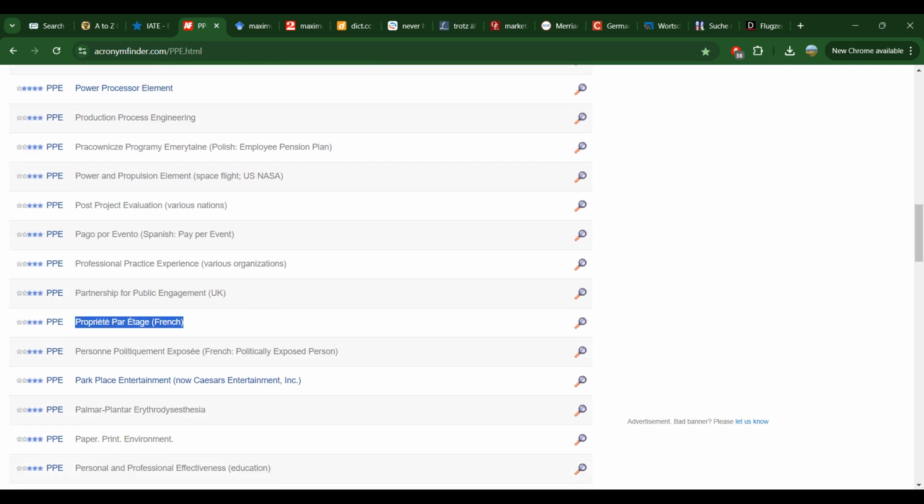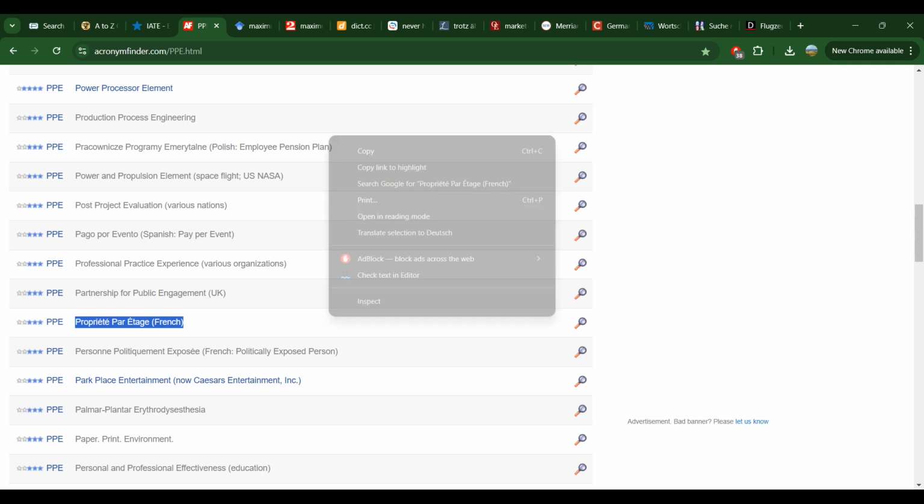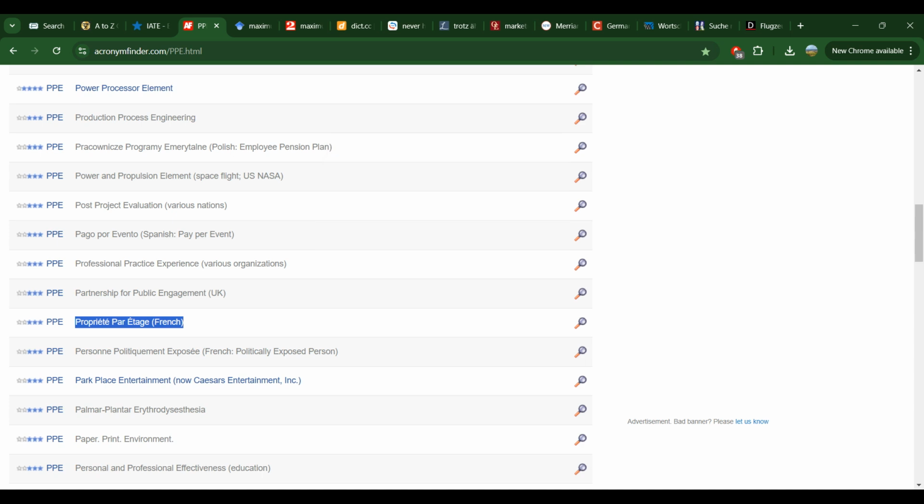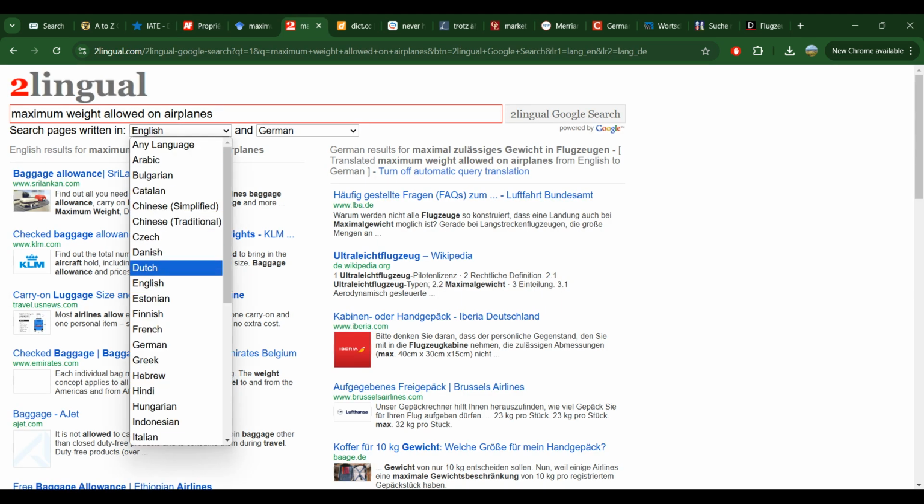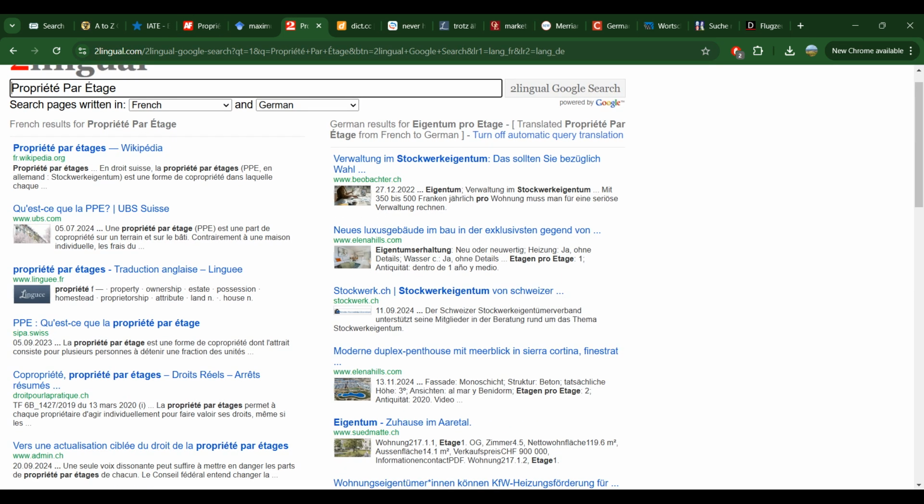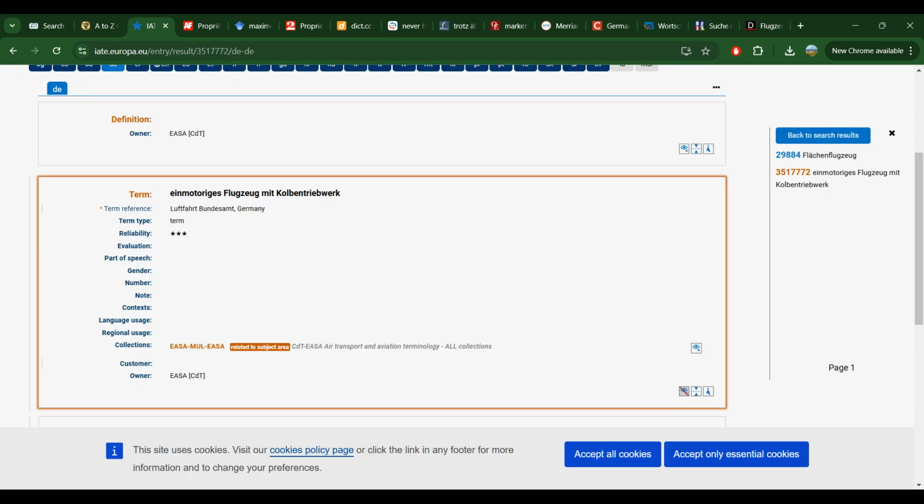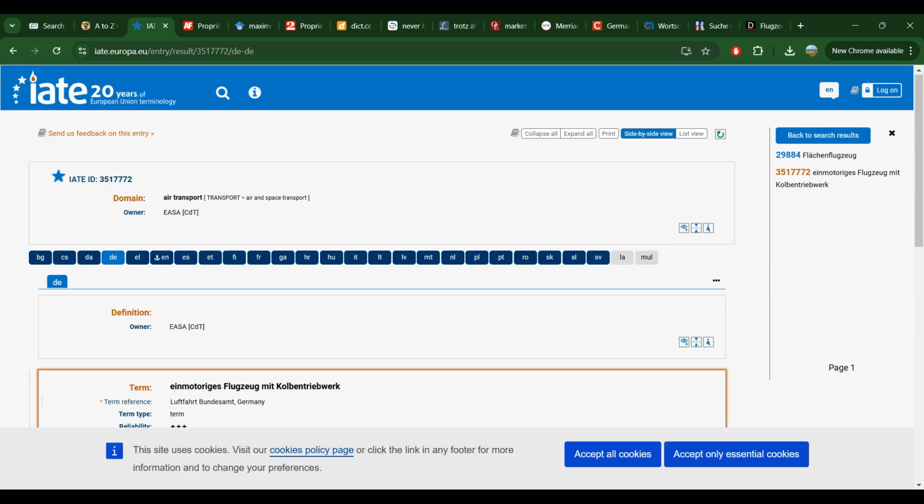It would be Stockwerkeigentum in German. In English, I don't actually know. It's when you own the whole étage, the whole level of a building. So this was very useful. And then I went further to verify with a Google search if this is really what that means. I came back to the Linguee Google search, changed this one to French, and then you immediately see Stockwerkeigentum is the correct translation.